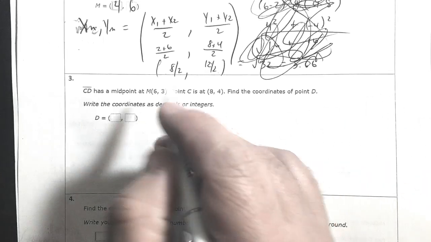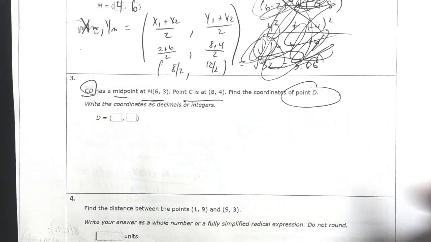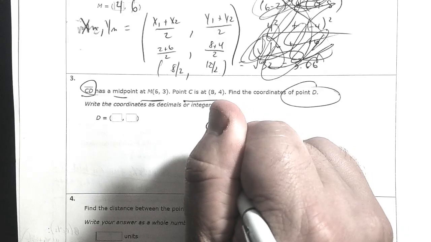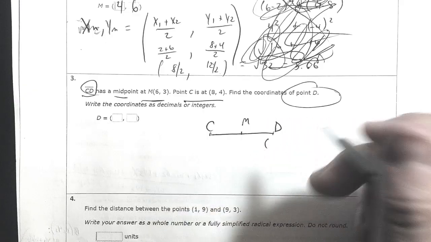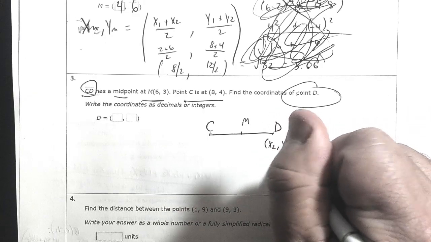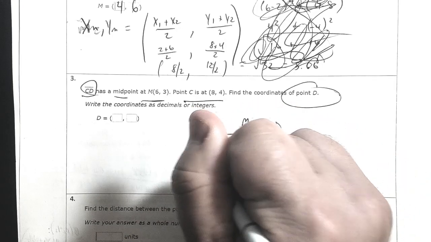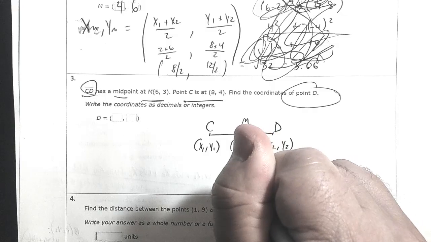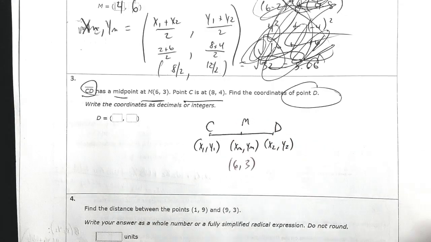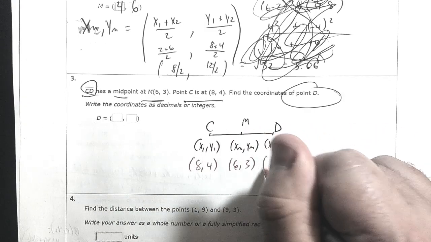All right, so this one, line segment CD has a midpoint. So we have the midpoint, and we have point C. They want to know point D. So it would be like C and D and M. So this is going to be, we'll just say x2, y2. This is your xm, ym. And this is your x1, y1. All right. So they give us the midpoint. The midpoint is 6, 3. Your point C is 8, 4. And then this is what we're looking for.